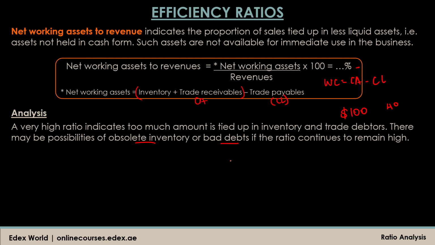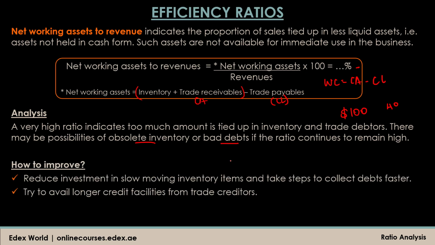Another reason is that if this ratio is high, then the owners and shareholders will have to pump in more money, or the firm will have to take more long-term borrowing to finance their net working assets. Otherwise, how will they continue their investments in inventory and trade receivables? The money has to come from somewhere. So as the net working assets to revenue ratio increases, the firm may have to look at long-term sources of funds also, like raising money from shareholders, or taking long-term loans from a bank and so on.